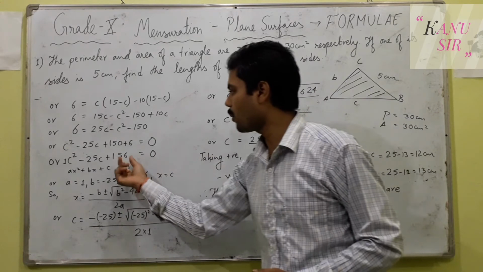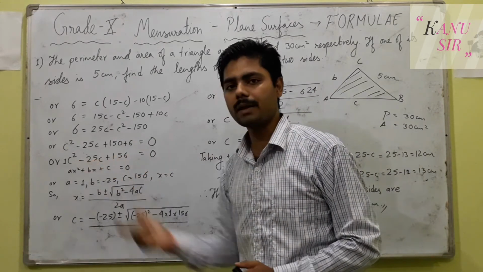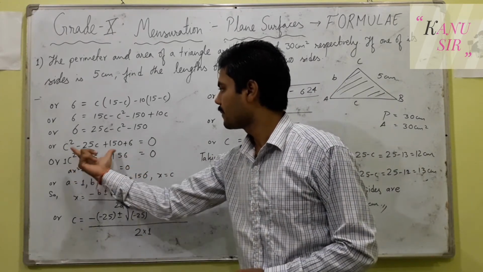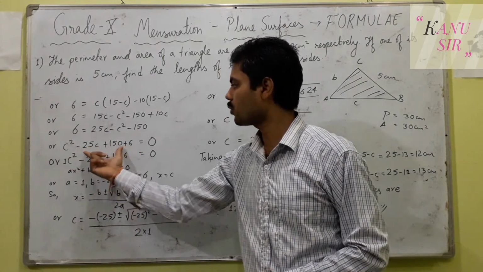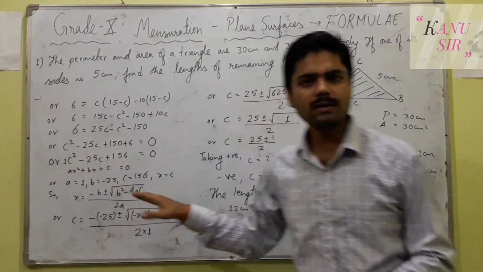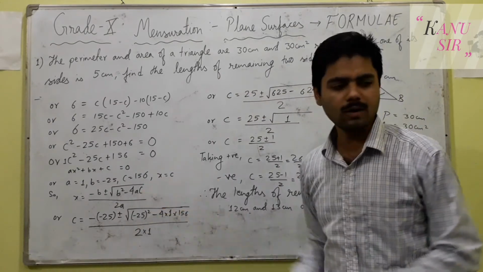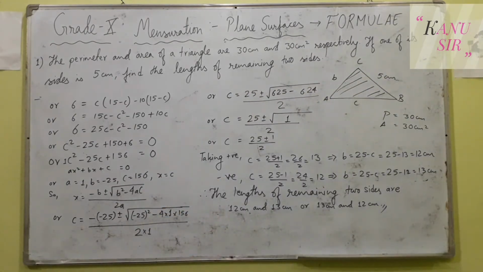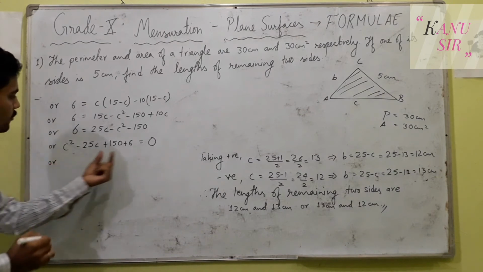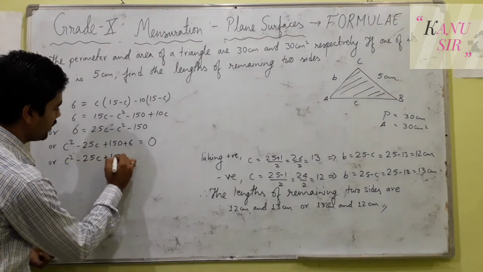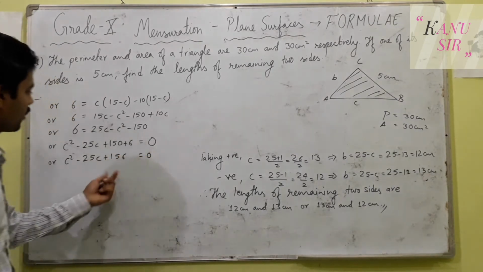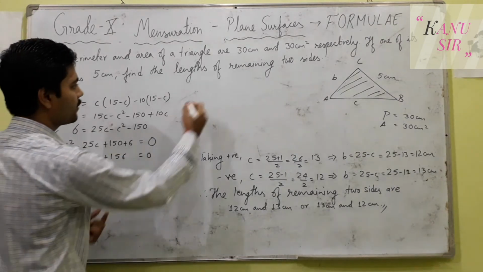You may get problems solving by middle-term breaking if you try to solve this quadratic equation without using this formula. So let us check without using this formula also how long it can go. We have to solve c² minus 25c plus 156 equals 0. Now we have to get the prime factors of 156.